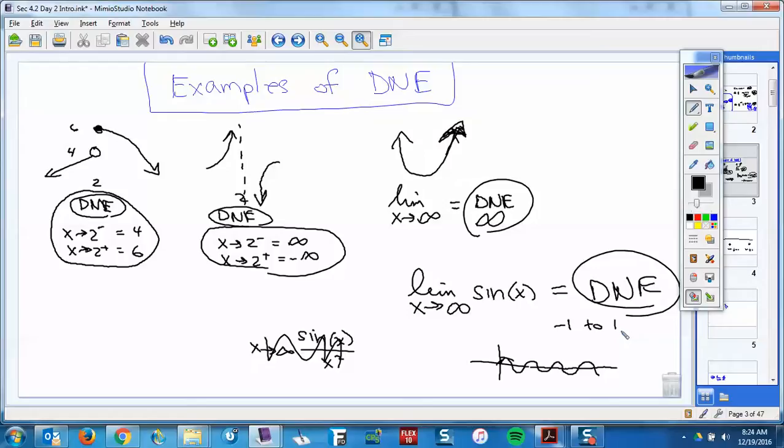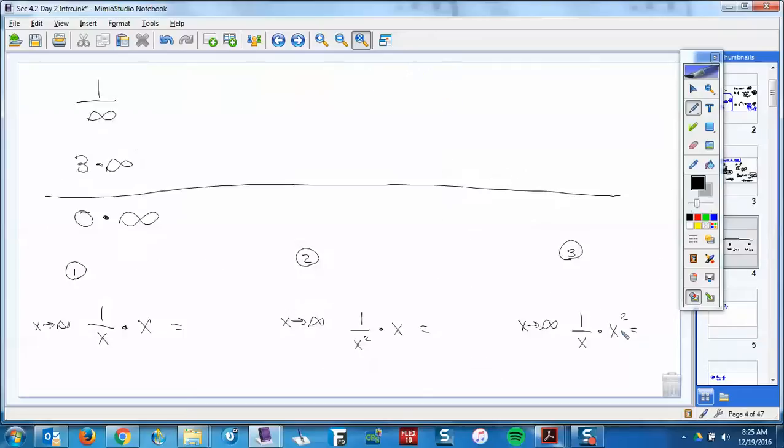Okay? All right. So those are some examples of does not exist. I had this up on the board right at the end on Friday, and so I want to go over this again, and this is going to help us, I think, as we get into the homework, maybe just help understand a few of the problems a little better.